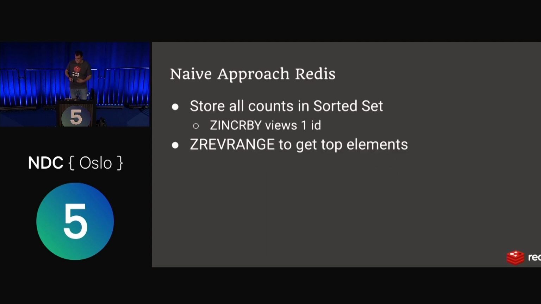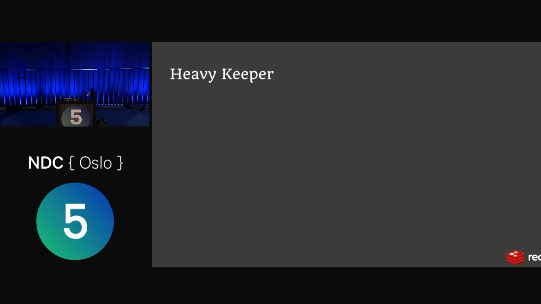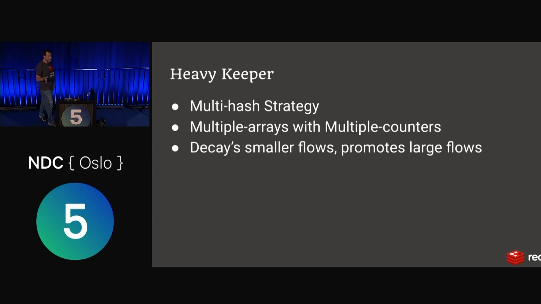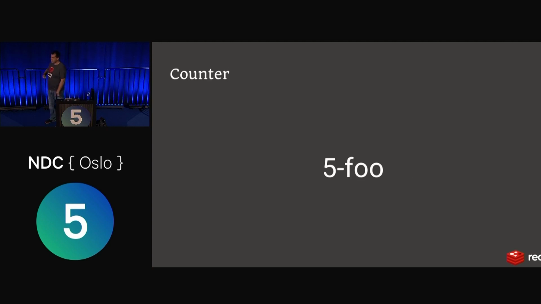But this brings us to the HeavyKeeper algorithm, which we also call the top K data structure in Redis. HeavyKeeper is another multi-hash strategy, and it's the last of the multi-hash strategies that we're going to talk about today. Like many of them, they're all multi-hash, except for HyperLogLogs. They have multiple arrays with multiple counters, and I'm using counters in air quotes here. You decay smaller flows as you encounter them, and you increment larger flows. Then you use a min heap to maintain all of the top elements that you've encountered.